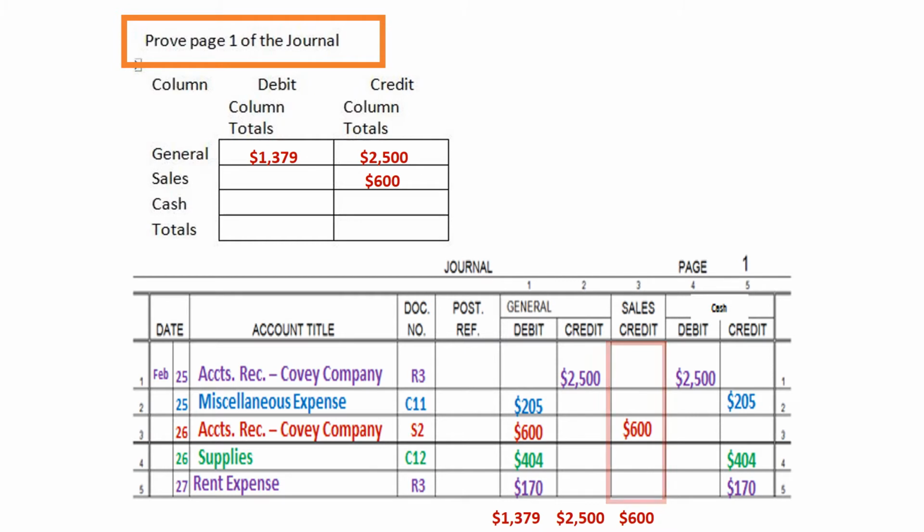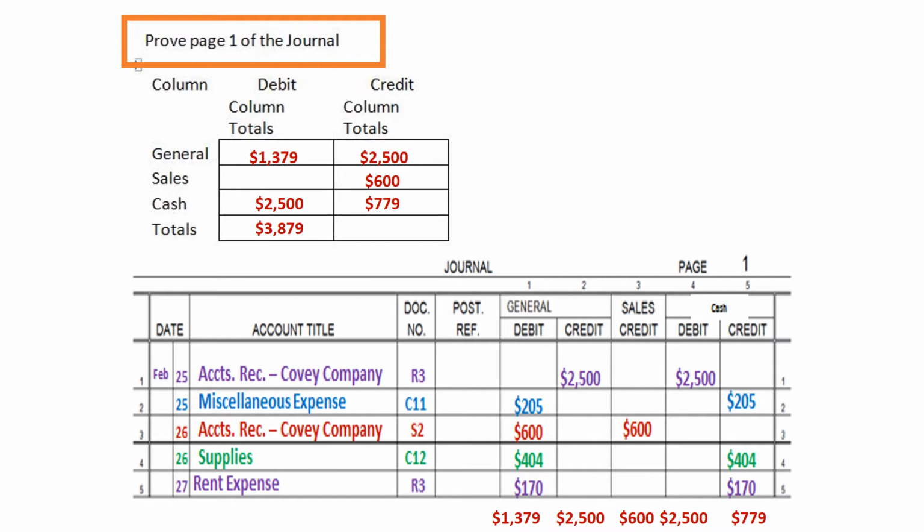Next, my cash. Our cash debit column is 2,500, so I'm going to put that there. Then I'm going to take my cash credit column and add it all up here: 205, 404, 170. I'm going to get 779. Now I'm going to take my two debit column totals, my general debit and my cash debit, add them up, ring them up. I'm going to get 3879.